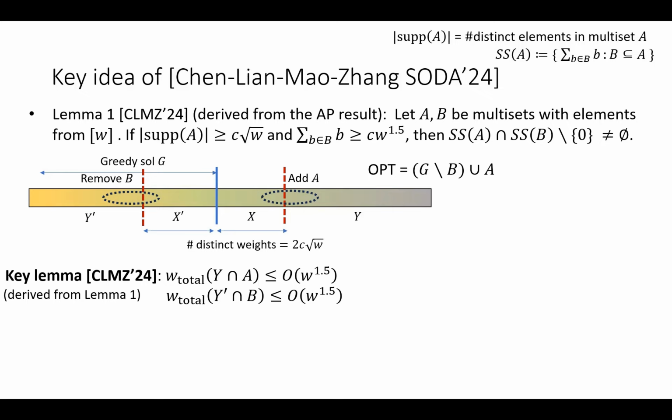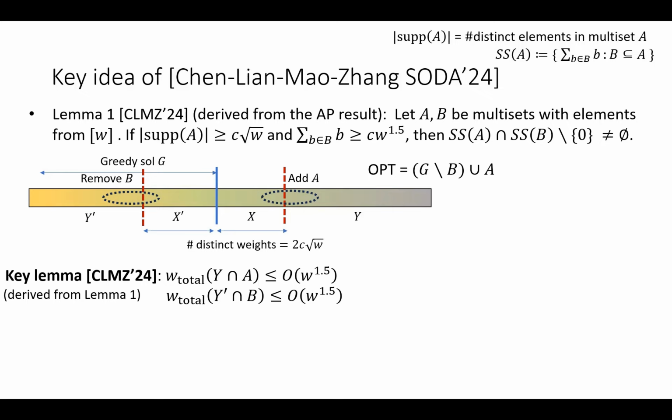And in their work, they further used a more refined partitioning using the work of Bringmann and Wellnitz 21 and obtained a slightly better running time of M plus W max to the 2.4. Now let's talk about our improvement, which is a more refined implementation of this previous W max to the 2.5 algorithm.